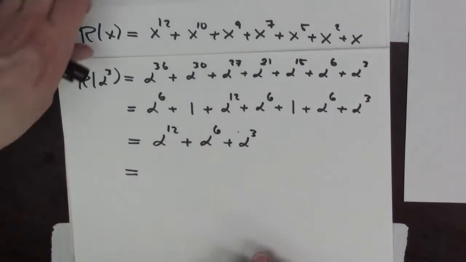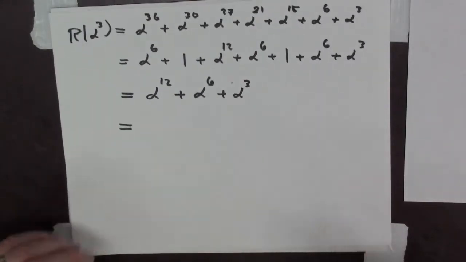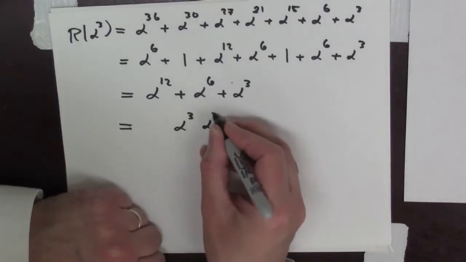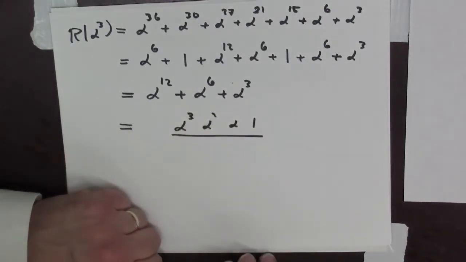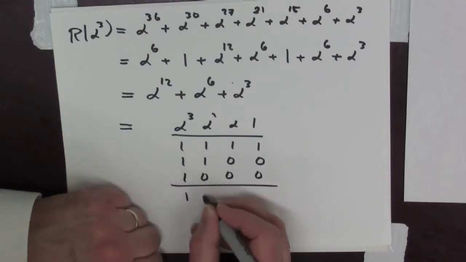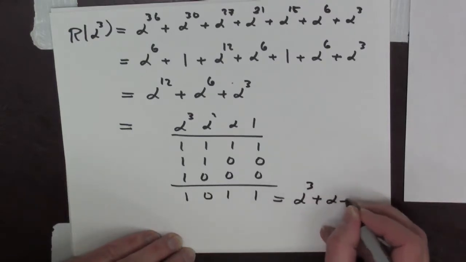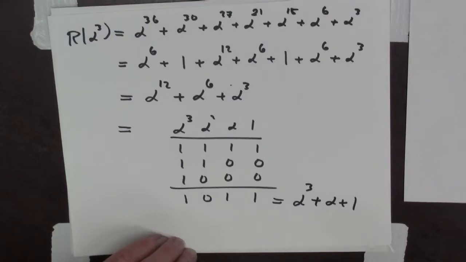So this calculation, let me move this up here. Hope I don't lose anything. I can do alpha cubed, alpha squared, alpha, 1: alpha to the 12 is 1, 1, 1, 1, alpha to the 6 is 1, 1, 0, 0, and alpha cubed is 1, 0, 0, 0. Add, I get 1, 0, 1, 1. This is alpha cubed plus alpha plus 1.